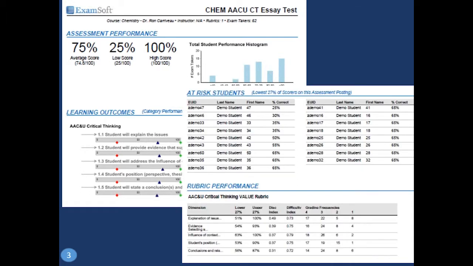And of course, the faculty also gets back a list of students at risk, and then the performance for this rubric is again broken down like an item analysis for multiple choice. This is a rubric analysis.